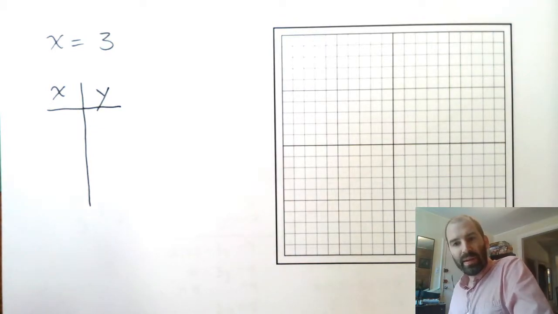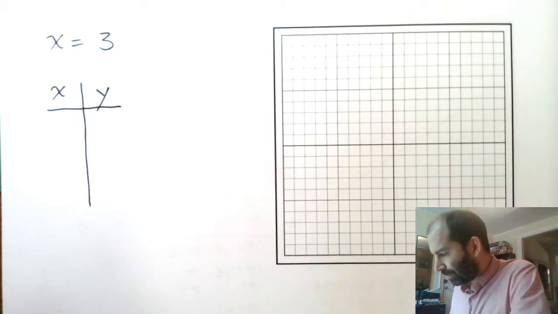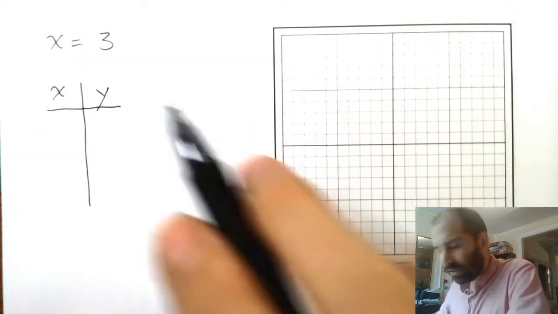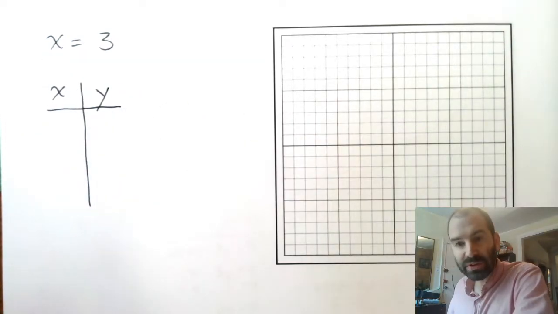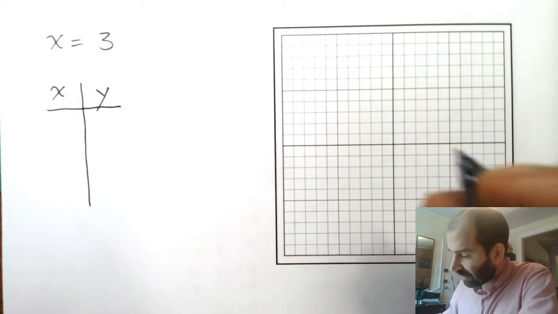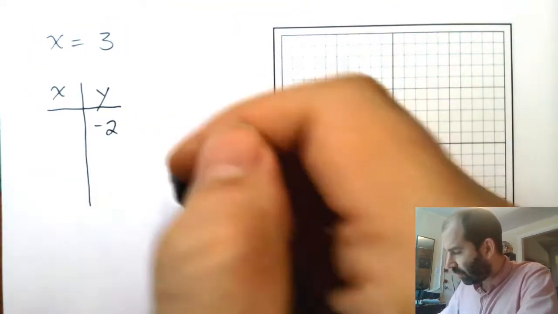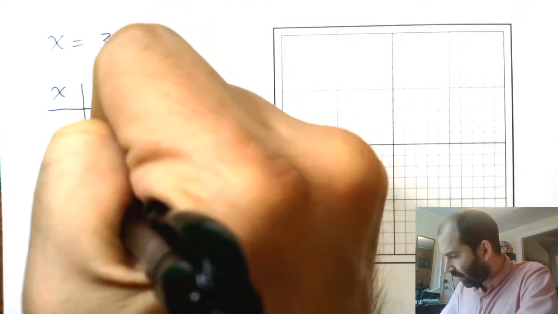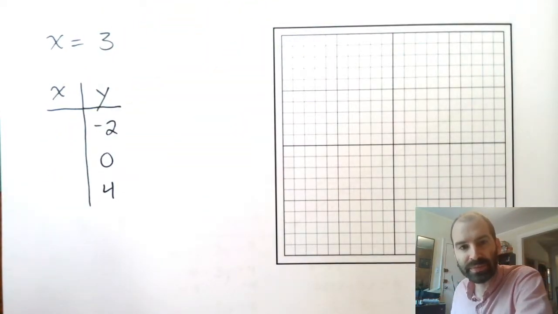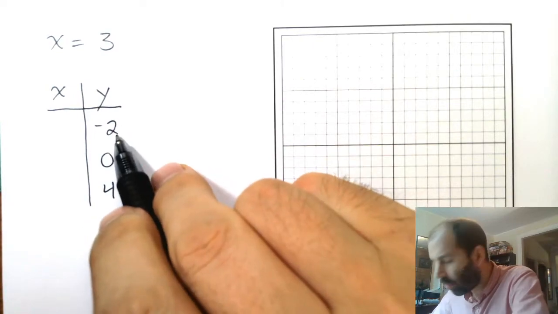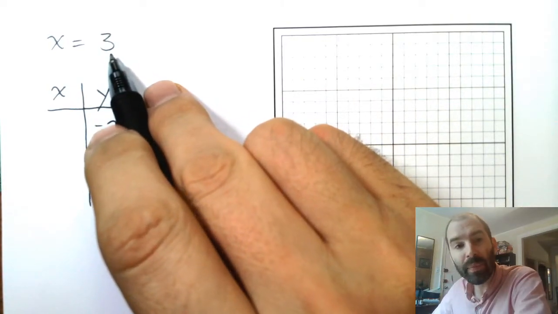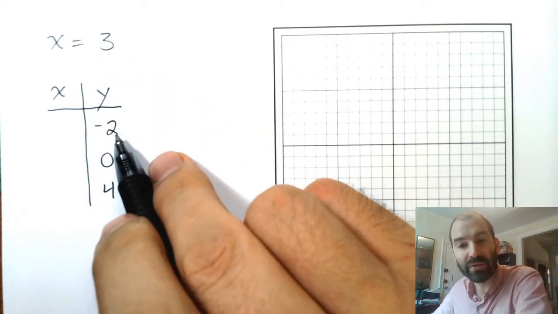All right. Now, it's solved for x, so it makes sense to choose numbers for y. So let's try y equals -2. We'll try y equals 0, and we'll try y equals 4. Let's try these numbers. So I'm going to plug in a -2 everywhere I see a y.